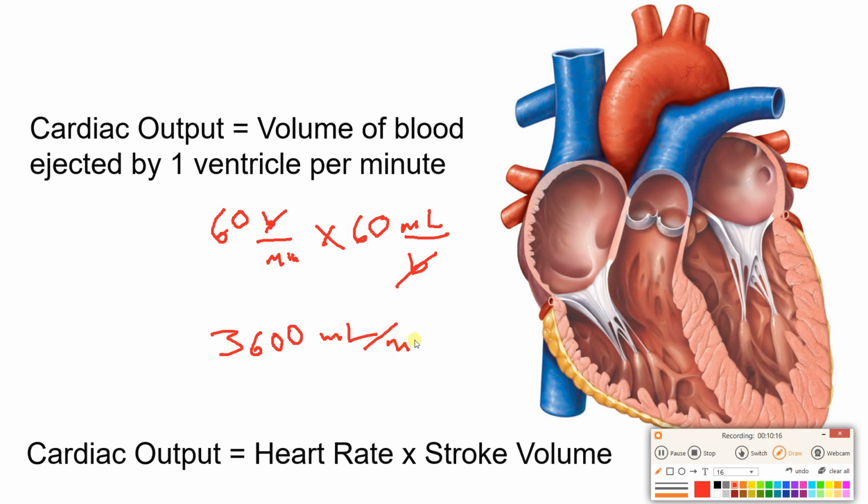And if I wanted to, I could divide by 1,000, and that would convert milliliters into liters. And I would end up with 3.6 liters per minute as my cardiac output.